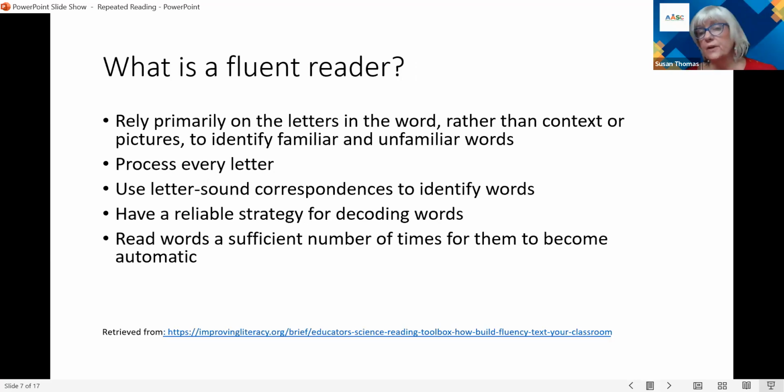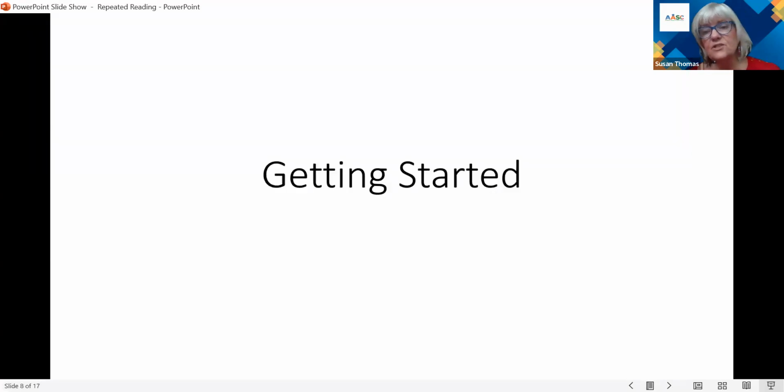So what does a fluent reader look like? They rely primarily on the letters in the word rather than context or pictures. They process every letter, and we actually know this from the neuroscience now, that this is what readers do. They use letter sound correspondences to identify their words. They can decode those words, and they have that strategy for doing it. And they are automatic. So they've done all those things, but it's so automatic. So when we think about building fluent readers, that's what we're trying to increase and have them practice. So let's get started.